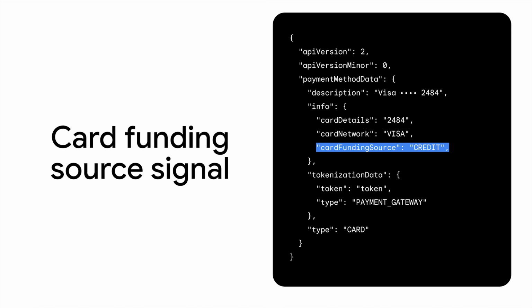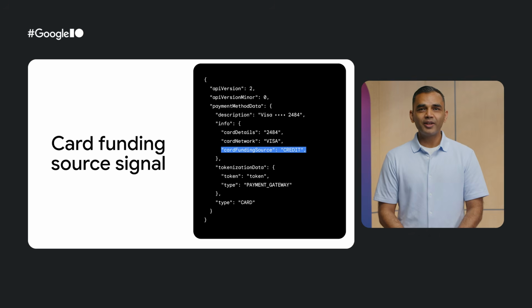We know that managing processing cost is a top priority for any growing business. So we are introducing new tools to give you more transparency and control over how transactions are routed and processed. This starts with the card funding source signal. Google Pay's card funding source signal helps you customize the checkout journey and manage transaction processing cost.